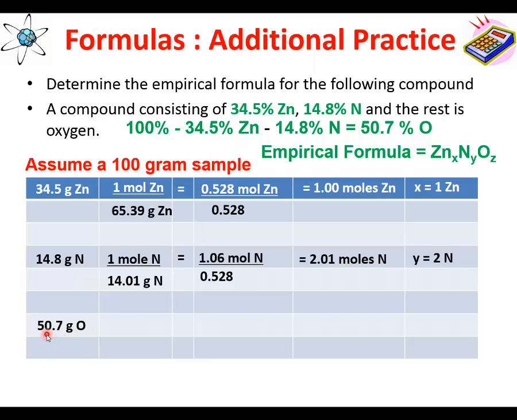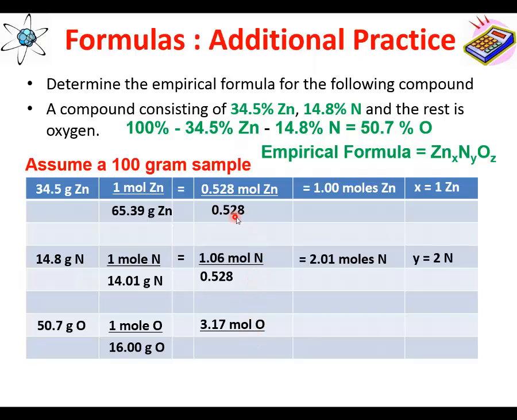For oxygen, I have 50.7 grams of oxygen. Divide by the molar mass of 16 grams of oxygen for every 1 mole of oxygen. That gives me 3.17 moles of oxygen. So I know my mole quantities of every element. They aren't simple whole numbers. So I look at the smallest of each of these numbers of moles. That's the zinc. So I only have about half a mole of zinc, whereas I have about a full mole of nitrogen and about 3 moles of oxygen.